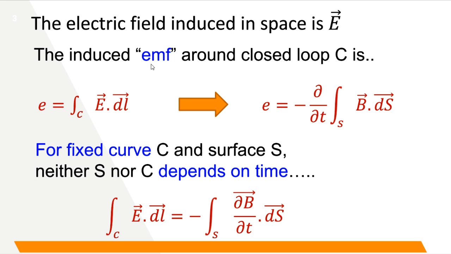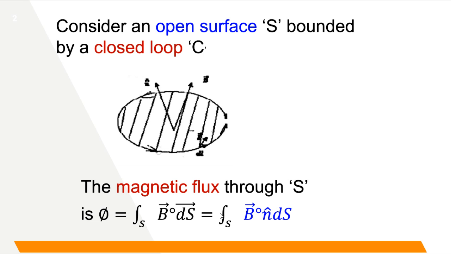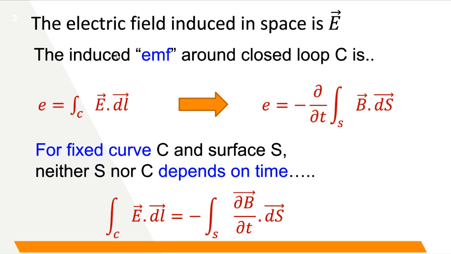So this is going to be the induced EMF around the closed loop, where E stands for the electric field induced in the space. How did it come? Whenever the magnetic flux changes, an EMF is induced. The magnetic flux across the surface we understood, that is B dot ds. Because of that, an EMF is induced across the closed loop, which is given by this, where E stands for the electric field induced.